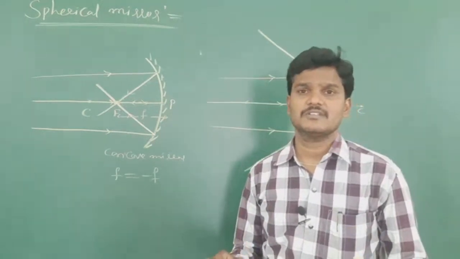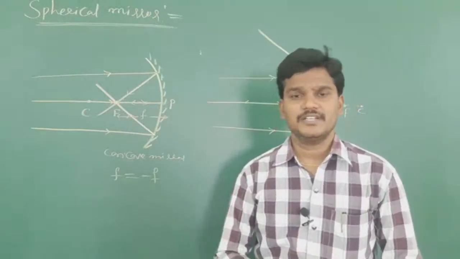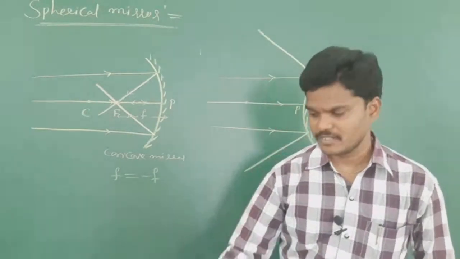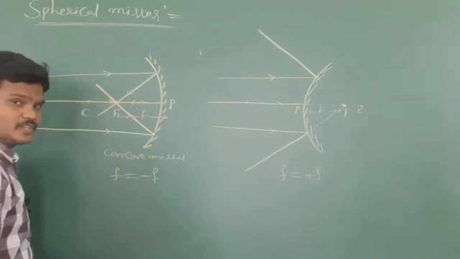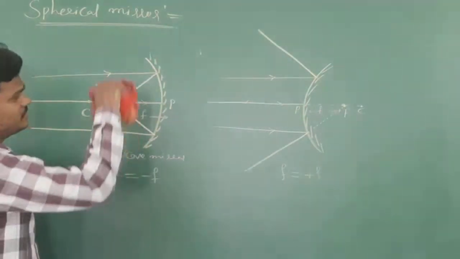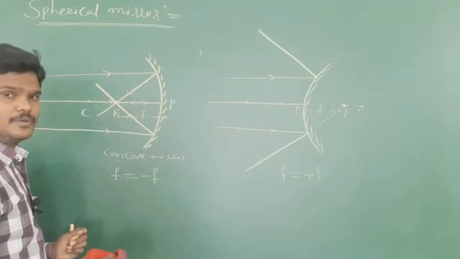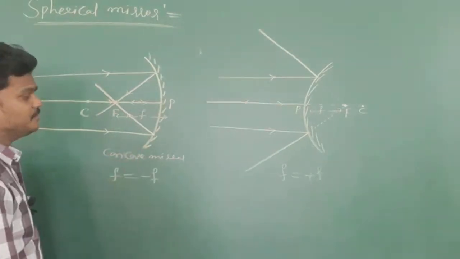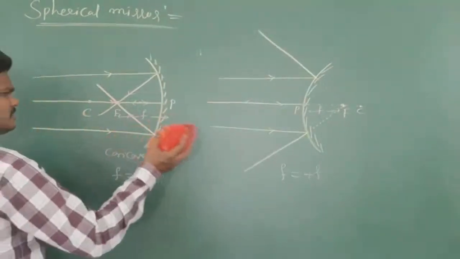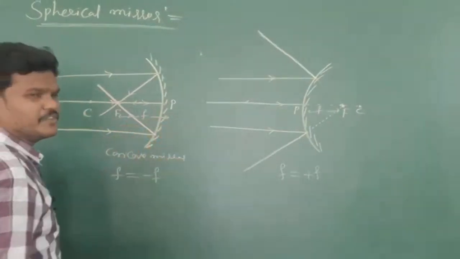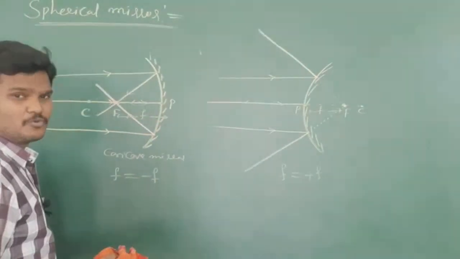So all the distances are measured from the pole. Distances measured in the direction of light rays are taken as positive, and opposite to the light rays are taken as negative. Heights above the principal axis are taken as positive and heights below the principal axis are taken as negative. And if you place the object at different positions, concave and convex mirrors will produce different natures of images.